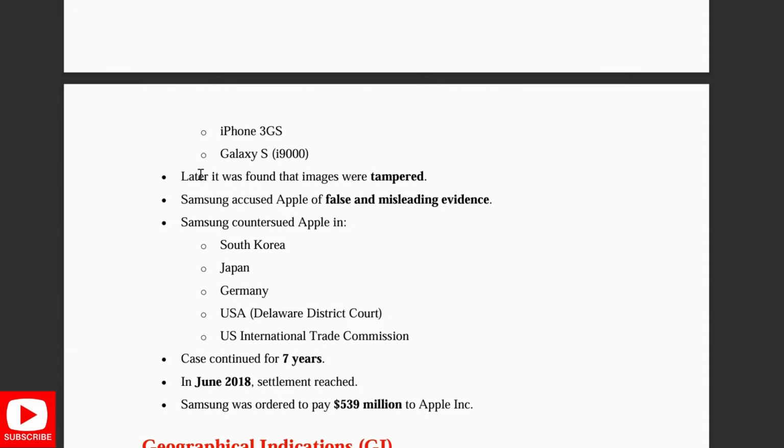Samsung countersued Apple in South Korea, Japan, Germany, and the US International Trade Commission. So this case continued for 7 years. In June 2018, a settlement was reached and Samsung was ordered to pay $539 million to Apple. So this was a case study.